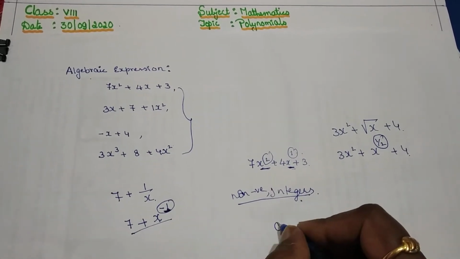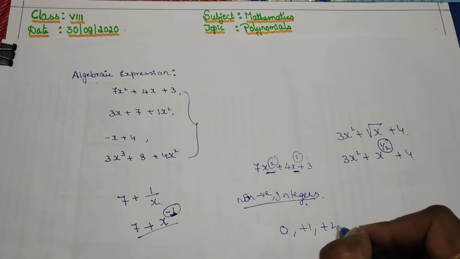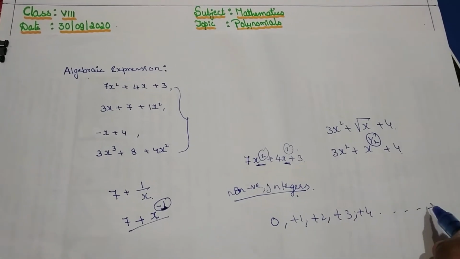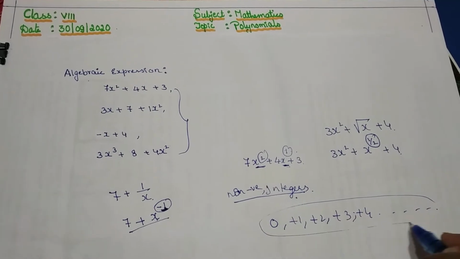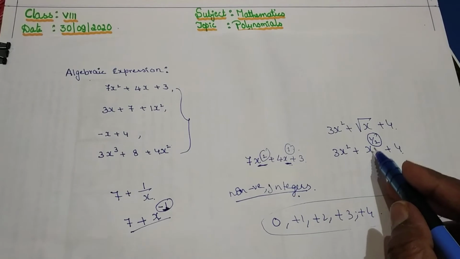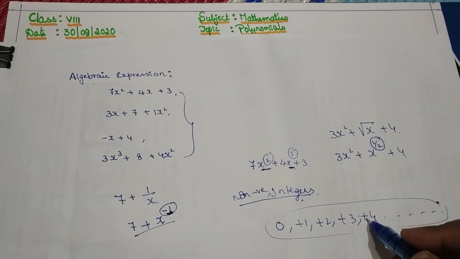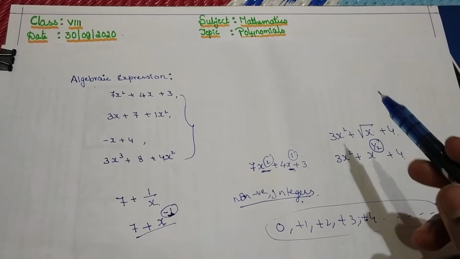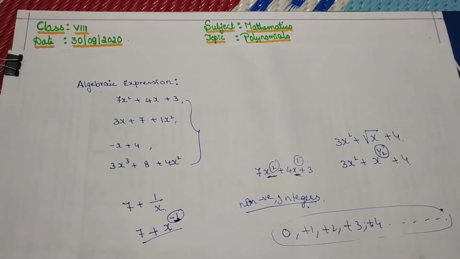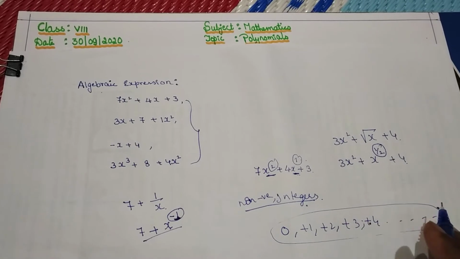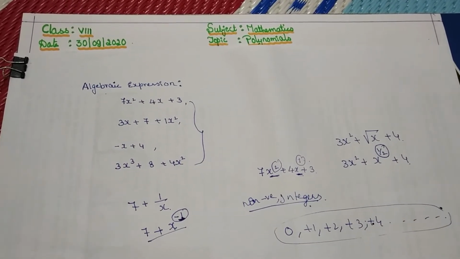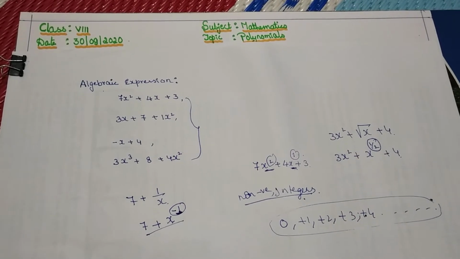See children, 0, 1, 2, 3, 4 and so on. Only such kinds of numbers should be present in the exponent place, or the power of the variable. Then we can say the expression is a polynomial. But if it is anything other than this, then it is not a polynomial. It will remain as an algebraic expression. Hope the definition is clear to you now.